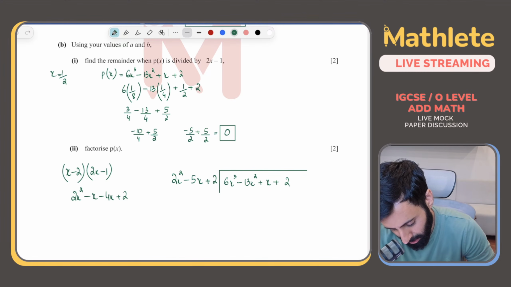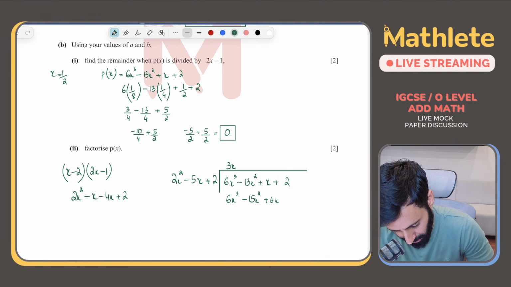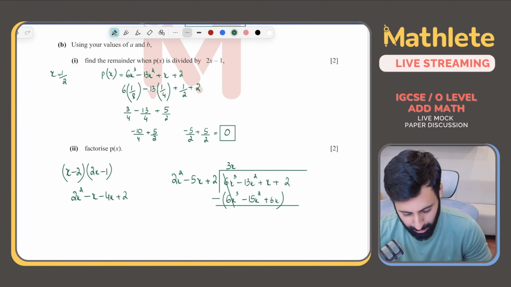So what should I multiply 2x square with in order to bring it equal to 6x cube? The answer is 3x. So this now becomes 6x cube minus 15x square plus 6x. What do we do at this point? We subtract. Why do we subtract? So that the first term can be eliminated. So 6x cube gets eliminated, not by coincidence, but by design.